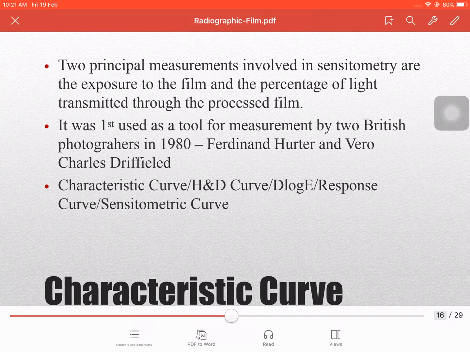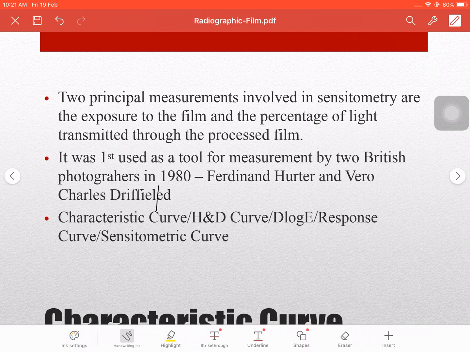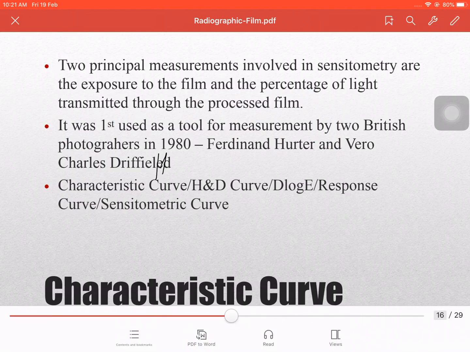Yung Driffield niya, walang E dun sa LED, okay? So, Ferdinand Hurter and Vero Charles Driffield. Wala tong E. So, characteristic curve also called H&D curve, D log E, response curve, or sensitometric curve. So, as we've said, two principal measurements involved in sensitometry are the exposure to the film and the percentage of light transmitted through the processed film.